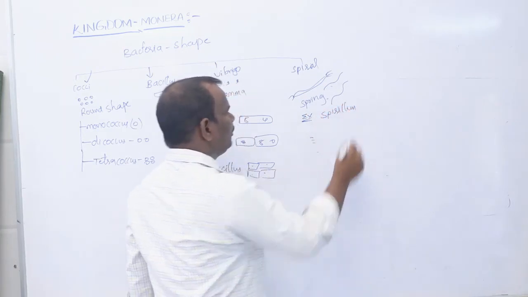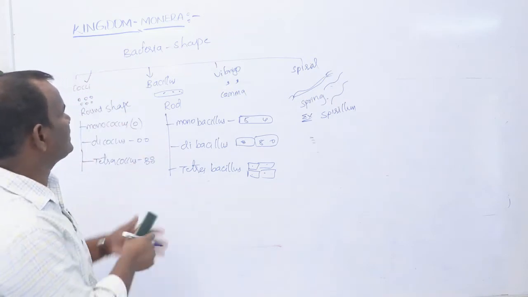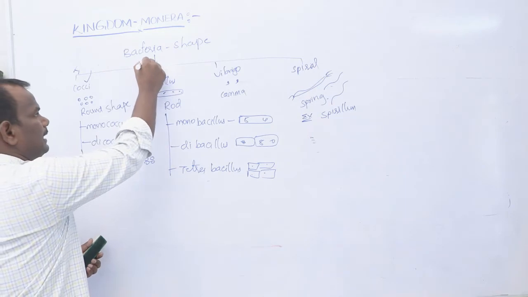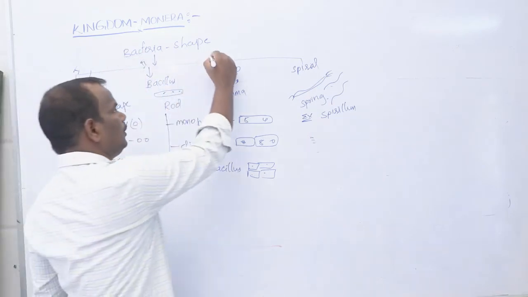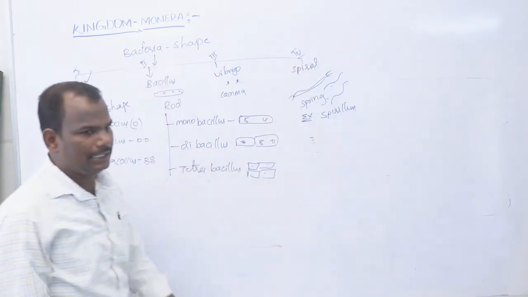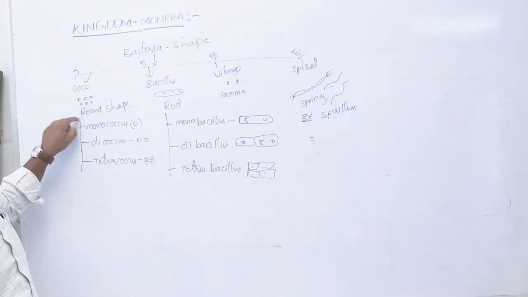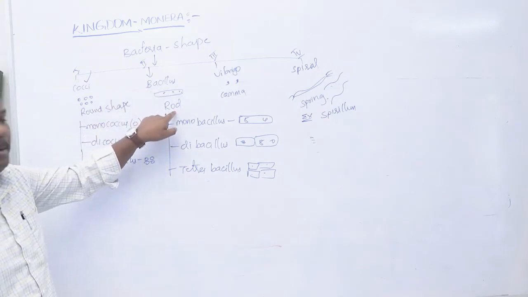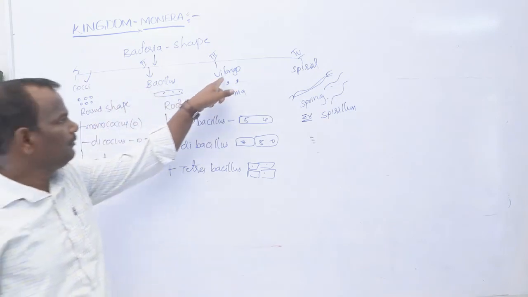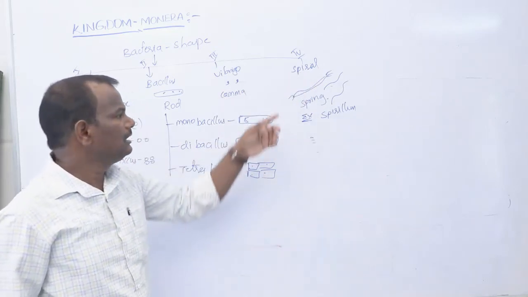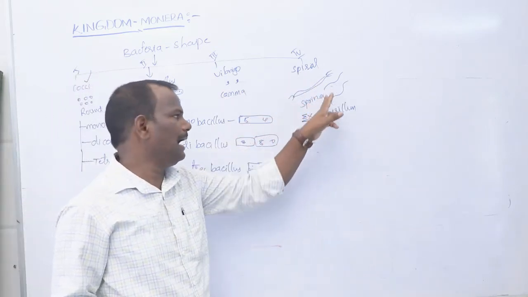So these are the shapes of bacteria. What are the shapes? One is the cocci, second is the bacillus, third is the vibrio, fourth is the spiral bacteria. The cocci is a round shaped bacteria, bacillus is a rod shaped bacteria, vibrio is a comma shaped bacteria, and spiral bacteria have a spring structure.